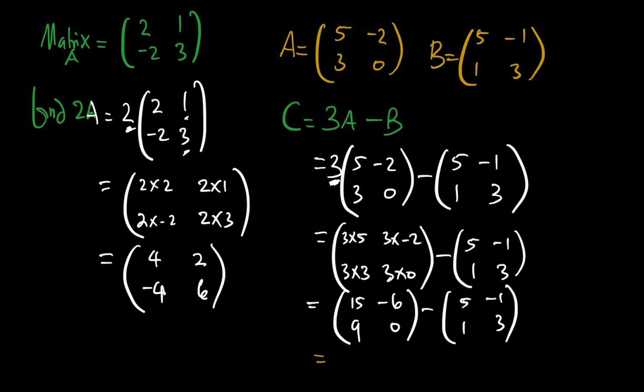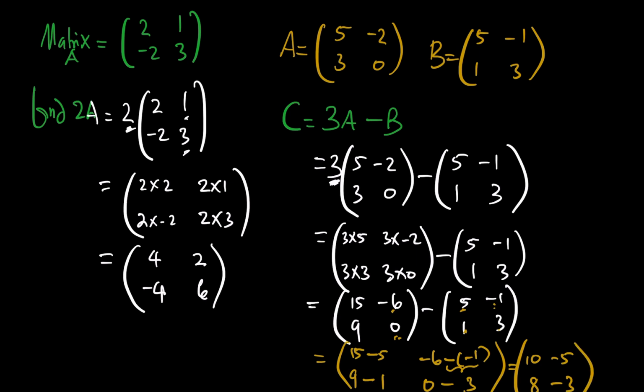Now the subtraction will kick in where we have 15 minus this 5. 9 here will be minus this 1. This negative 6 will be minus this negative 1. This 0 will be minus this 3. And then we end up getting 10 here. We get 8 here. And remember, this and this gives us plus 1. Negative 6 plus 1 is negative 5. And 0 minus 3 is negative 3, in that order. And that gives us our matrix C.